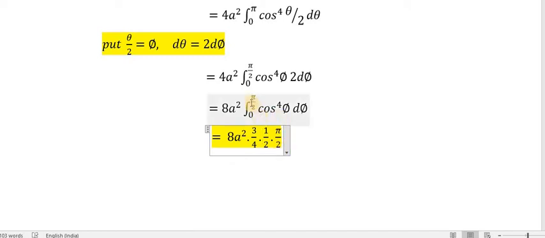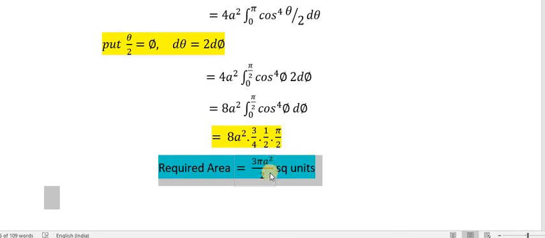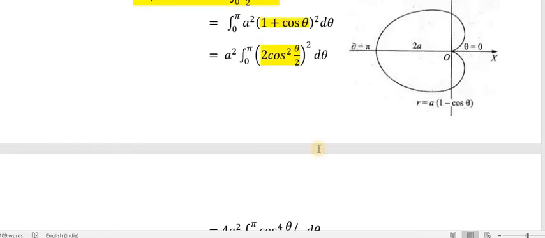So by expanding integral 0 to pi by 2 cos to the power of 4 phi d phi, by using reduction formula we get 8a square into 3 by 4 into 1 by 2 into pi by 2. Now by simplifying this we get 3 pi a square by 2 square units. This is the required area of the given cardioid.